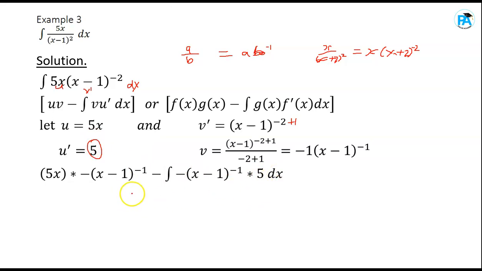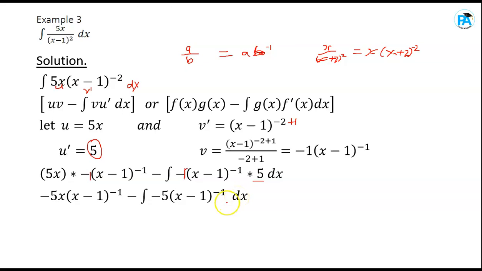I hope you are following. Then we can now simplify further. So this gives us what? 5x times negative 1 gives you negative 5x, isn't it? Then bracket open, x minus 1, all exponent negative 1. Are you following? Minus integral of, now you have a 5 here. You can use this 5 to multiply negative 1 that you have here to give you a constant negative 5, times x minus 1 all exponent negative 1 dx.